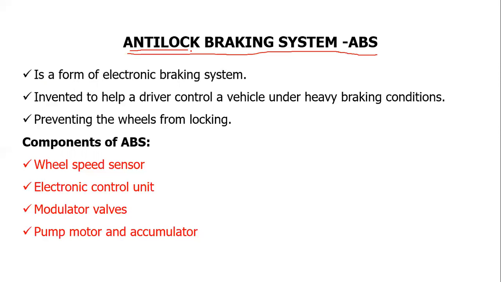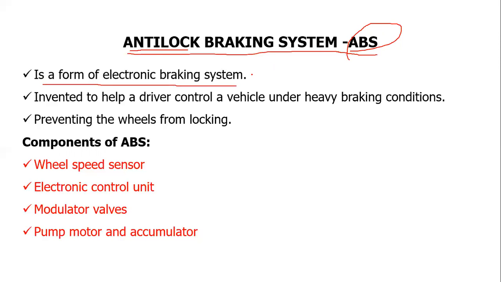In order to prevent wheel slippage, or majorly wheel locking, vehicles now come equipped with ABS. So what is the difference between the conventional braking system and this anti-lock braking system? The anti-lock braking system is actually a form of an electronic braking system.